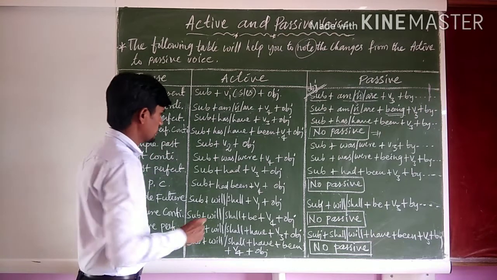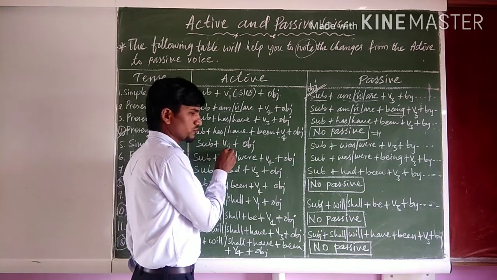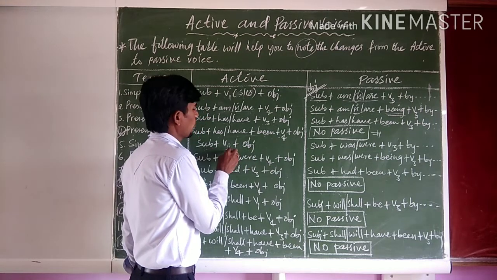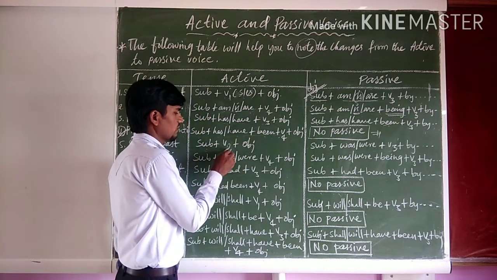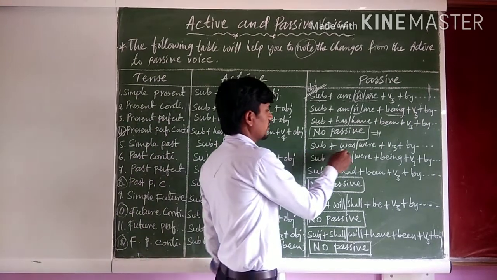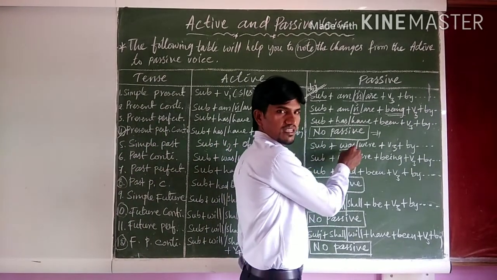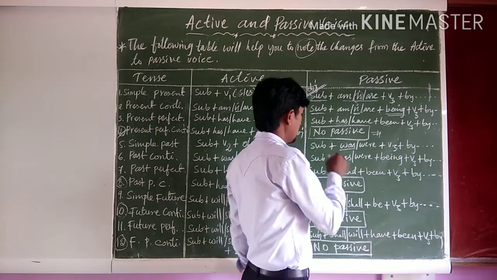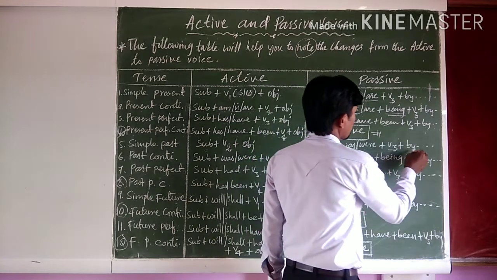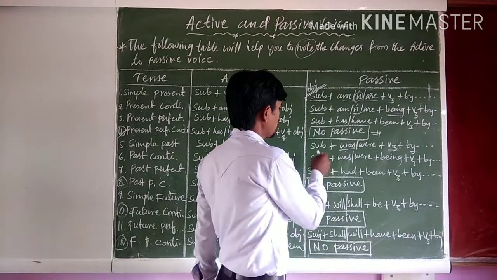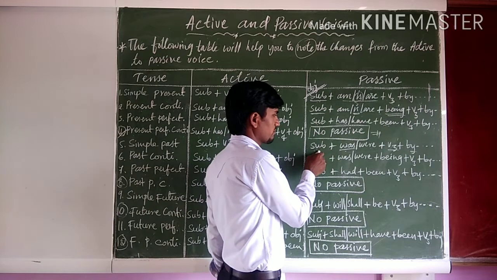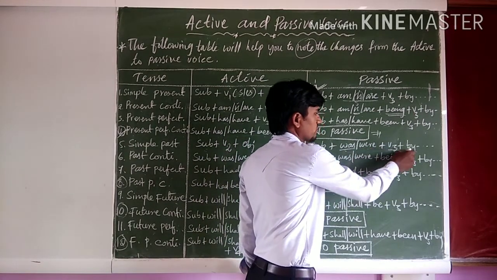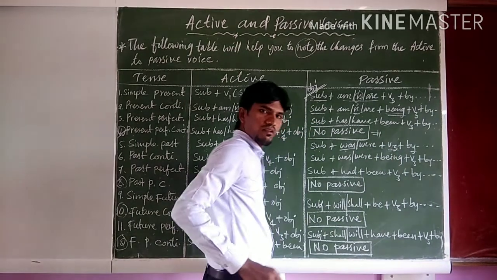Then coming to the simple past tense. The structure is subject plus V2, the past form of the verb, plus object. He wrote a letter. A letter was written by him. Letter is singular, that's why we take a singular verb; for letters we may take the plural. So the passive structure is subject plus was or were plus verb form 3, the past participle, plus by phrase.